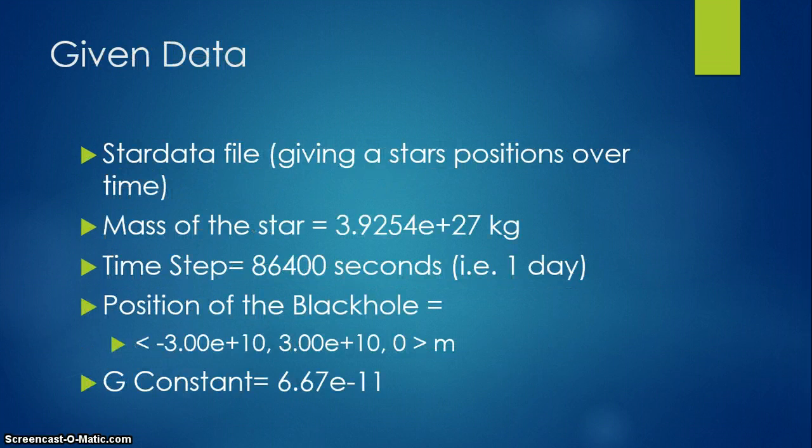The data we were given is a star data file giving the positions of a star over time, the mass of the star, which is seen here, the time step, which is seen here, which is roughly 1 day, the positions of a black hole, which are seen here, and the G constant, 6.67 e minus 11 right here.